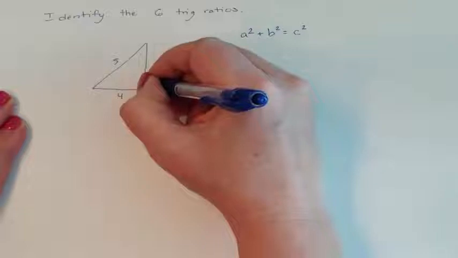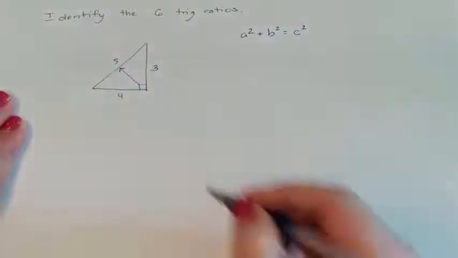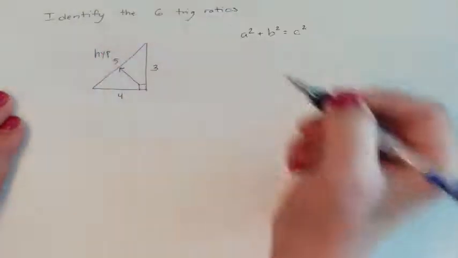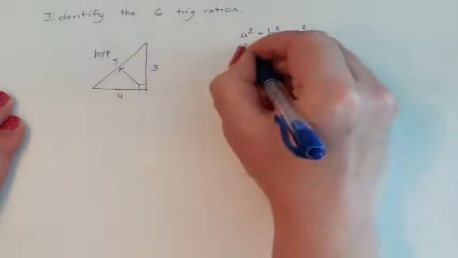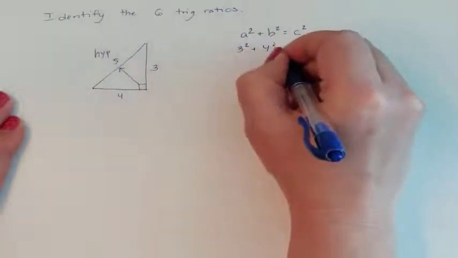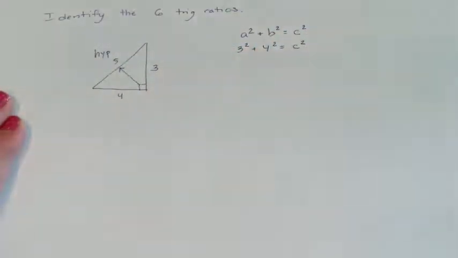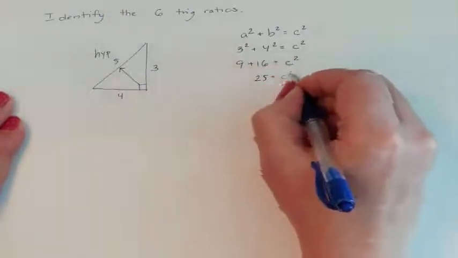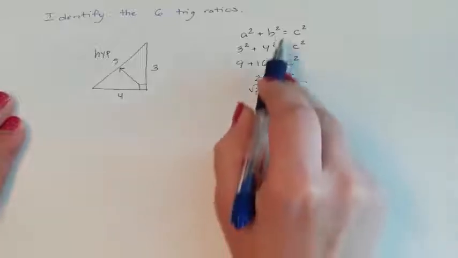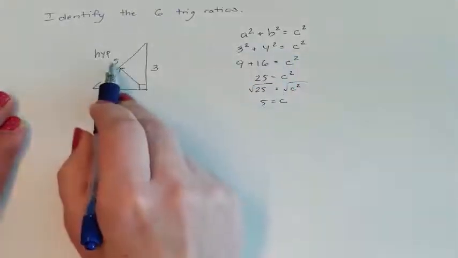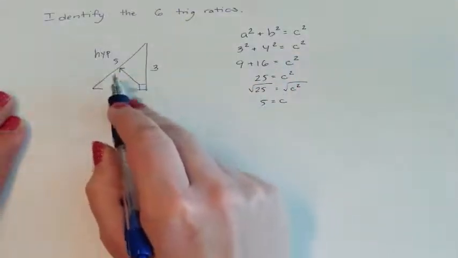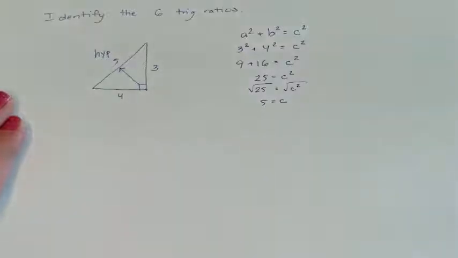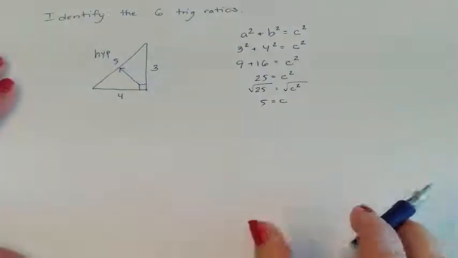The hypotenuse is always the side directly across from the right angle, so this is our hypotenuse. So this would have been 3 squared plus 4 squared equals c squared, and then you're going to solve for c. So you could either solve for c to find it was 5, or you remembered your geometry, 3-4-5 is a right triangle. So now we're being asked to find the 6 trig ratios.